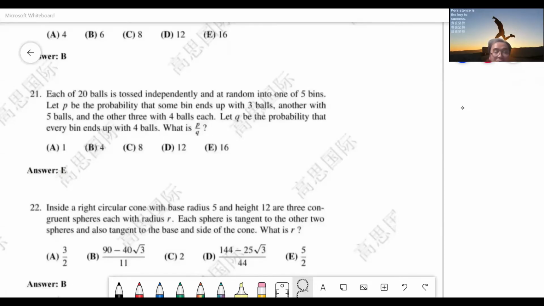Okay, we're going to look at question number 21. Each of the 20 balls is tossed independently at random into 5 bins. Let P be the probability that some bin ends up with 3 balls, another with 5 balls, and the other 3 with 4 balls each. Let Q be the probability that every bin ends up with 4 balls. What is P over Q?